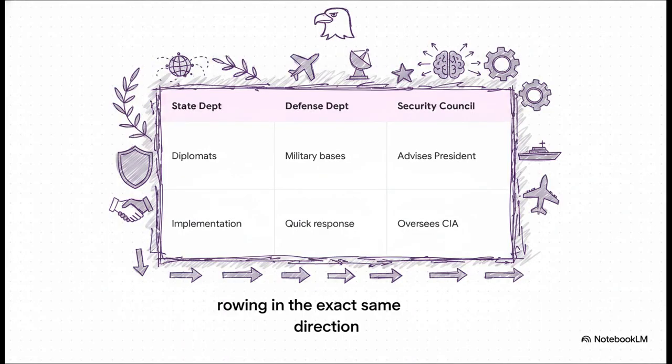To actually execute these policies on the ground, the president relies on this massive, complex institutional machinery. The Department of State acts as the diplomatic face, right? They're out there negotiating and implementing policy peacefully around the globe. Then you have the Department of Defense providing the muscle, maintaining a vast global military presence for quick crisis response. And the National Security Council sits right at the top, advising the president and coordinating all this intelligence to ensure these massive, totally distinct departments are actually rowing in the exact same direction.